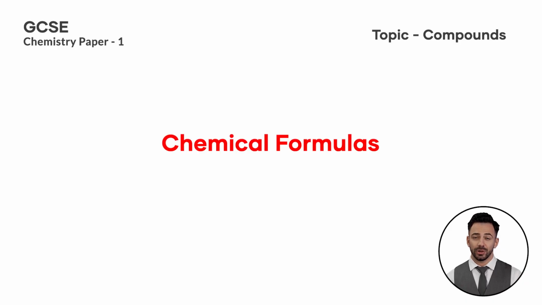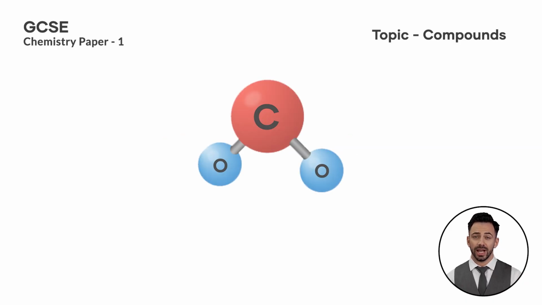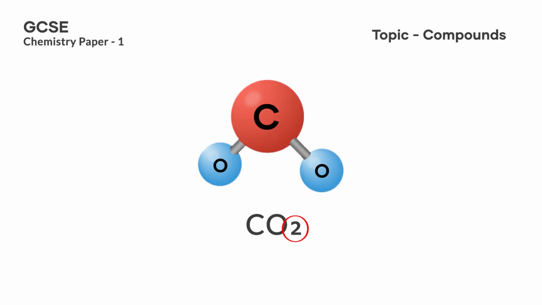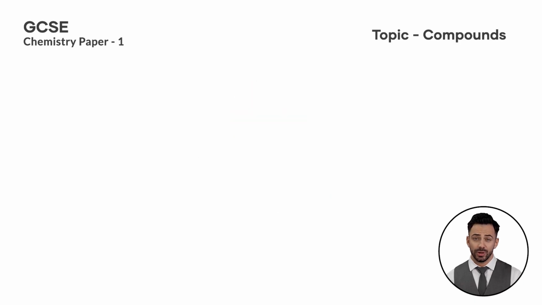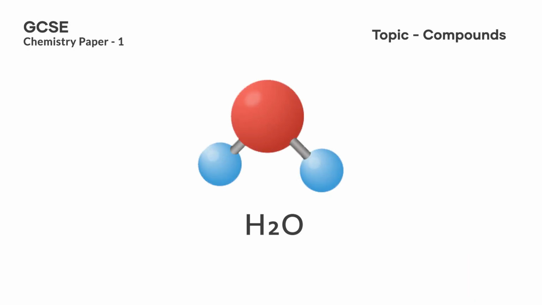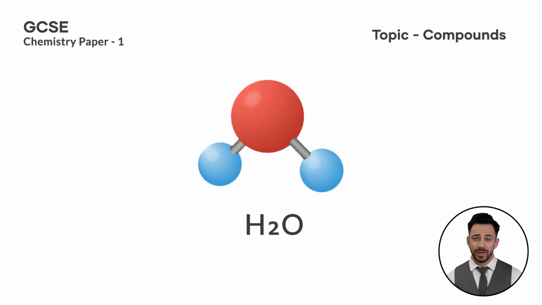Now let's look at chemical formulas. In a formula like CO2, what does the small number 2 tell us? It tells us there are two oxygen atoms. If there is no number, like the C in CO2, it means there is one atom of that element. So what does H2O tell us? It tells us that one molecule contains two hydrogen atoms and one oxygen atom.